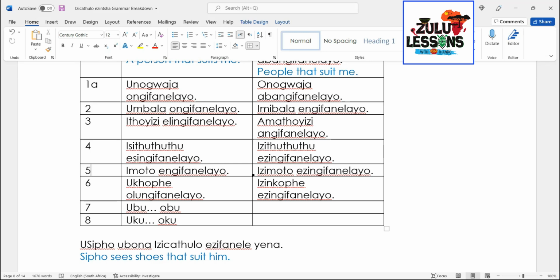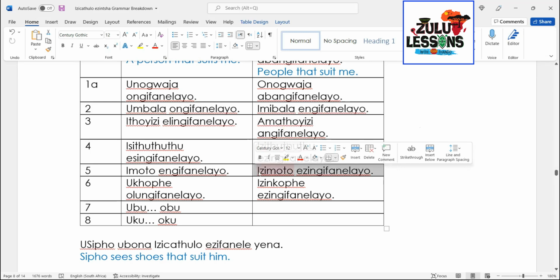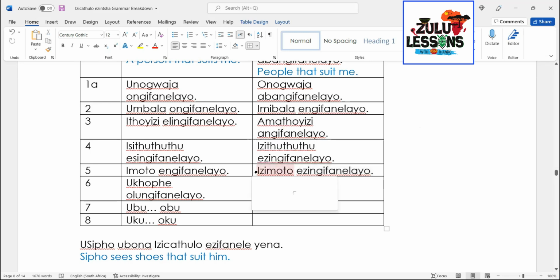Angifanelayo, men that suit me. So do you hear that ama for the plural noun? Ama, that is in class 3. So we are saying the singular word for a man will be indoda. It will be found in a class 5 singular, but when it then becomes plural, it changes and becomes a class 3 noun. So indoda, amadoda.